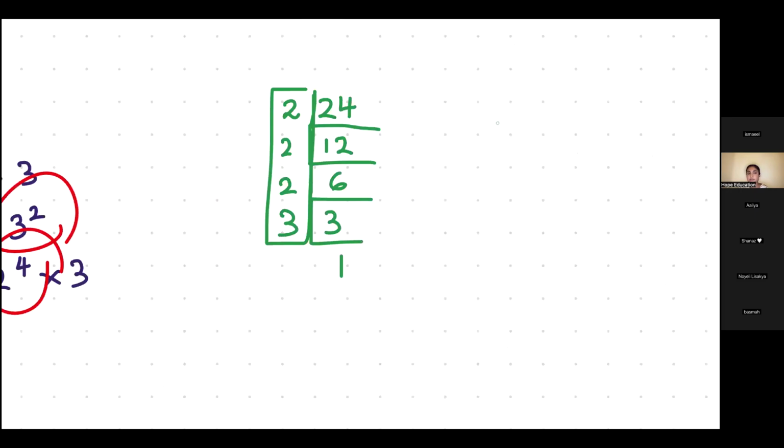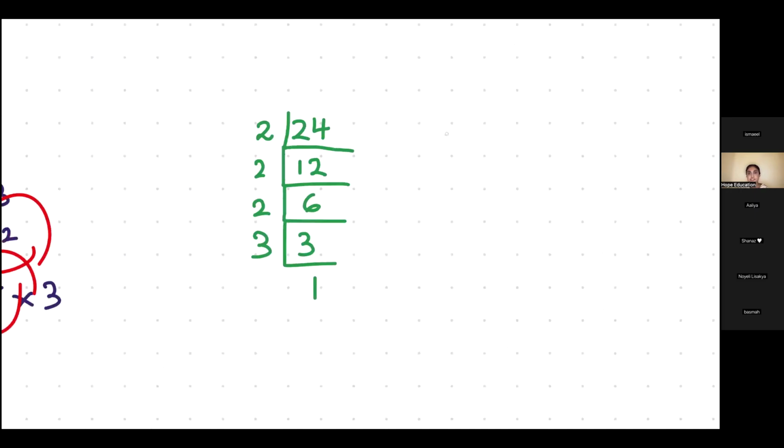Just a different number. 54. The smallest prime number is 2. Let's start with 2 and we can see that 54 is divisible by 2. So we get 27. And then 27 cannot be divided by 2.